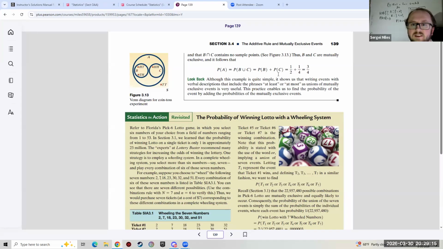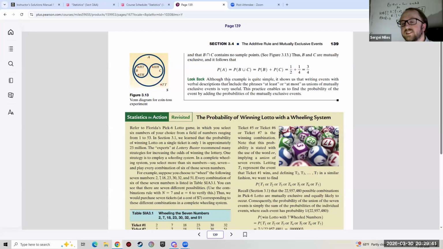For C, where I have exactly heads, heads, and they show this picture to the left, right? A is this big event, but I can break it up into these two smaller events, the event B and the event C. And they don't share any points in common. C has 1 out of 4, I add them together, and now I have my answer for A, which is a total of 3 out of 4.